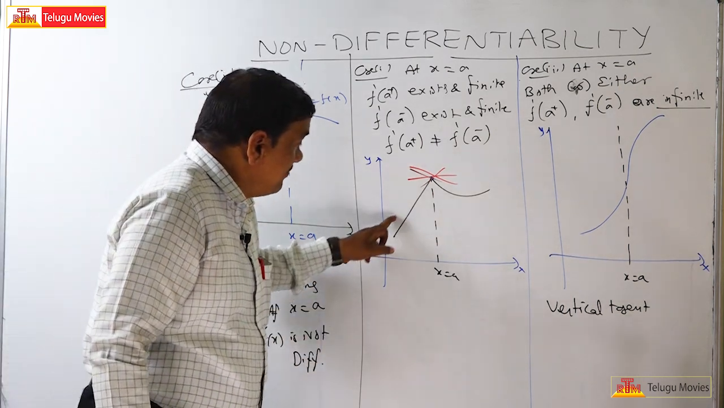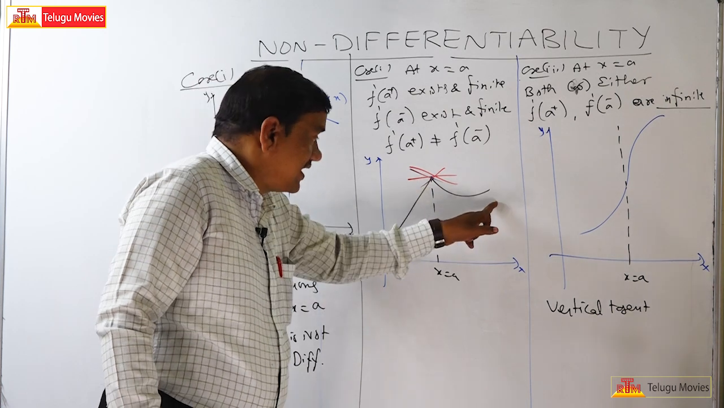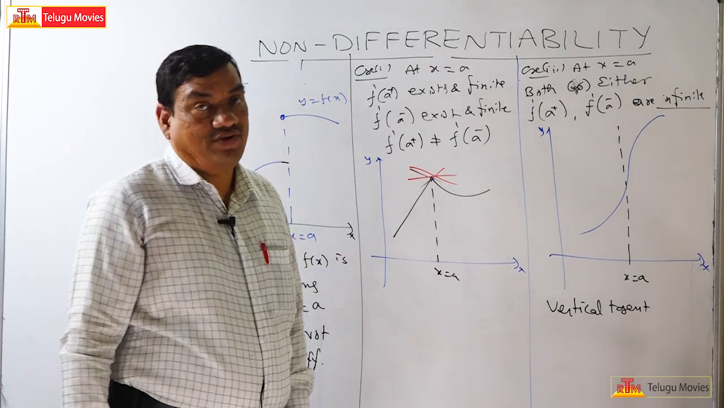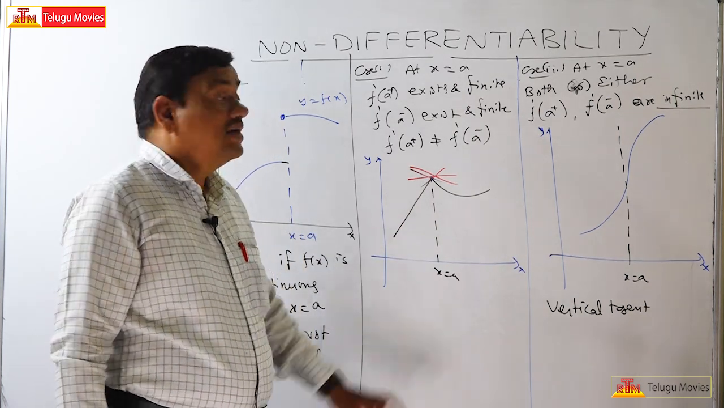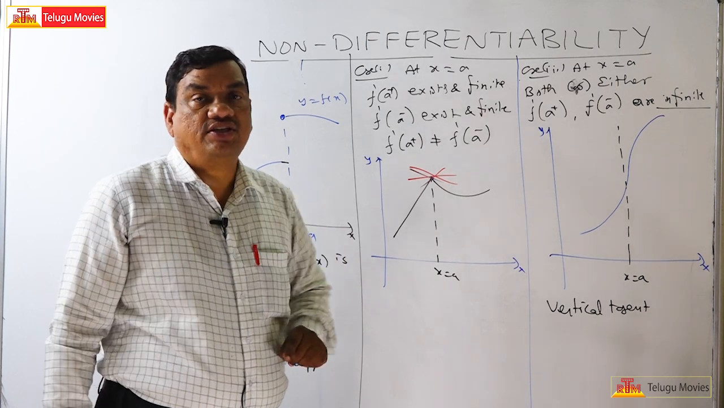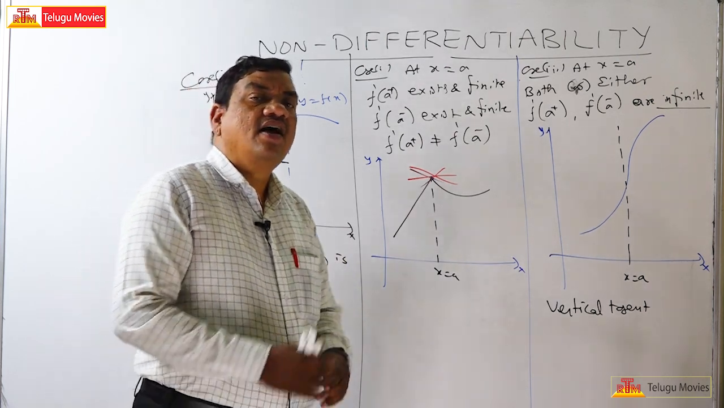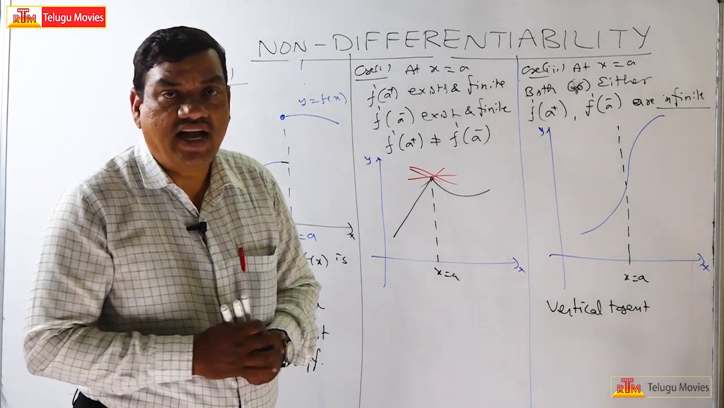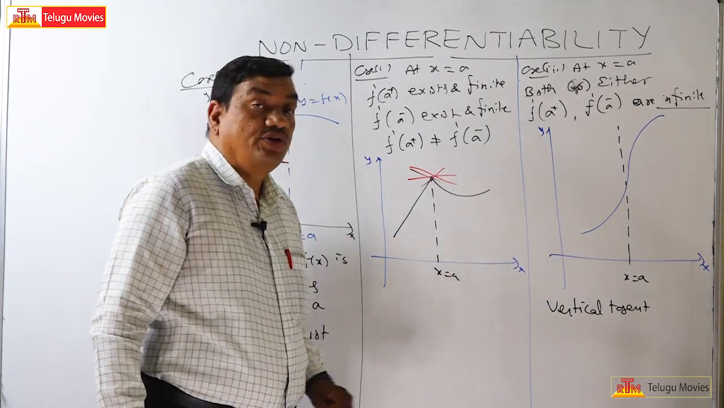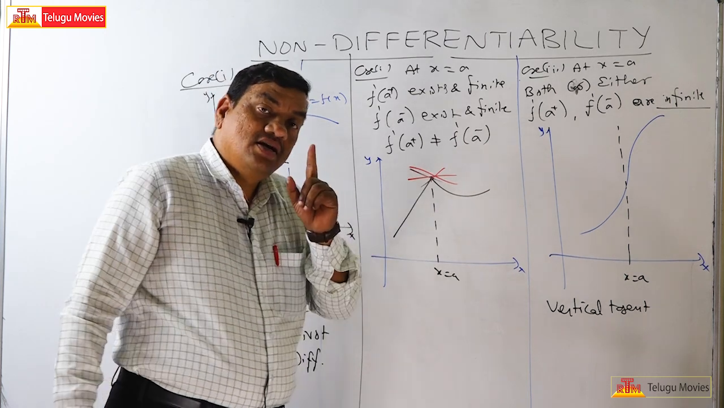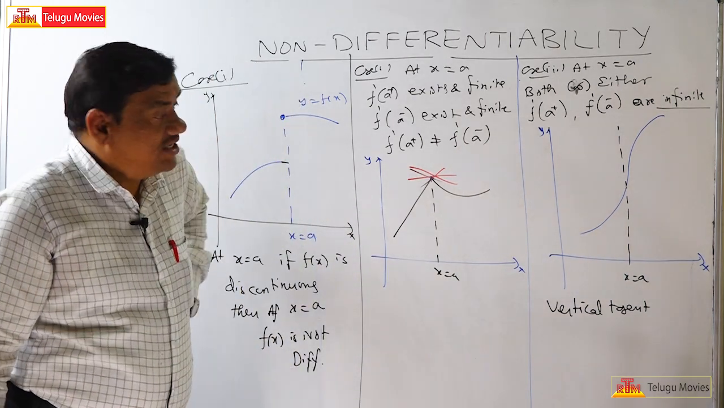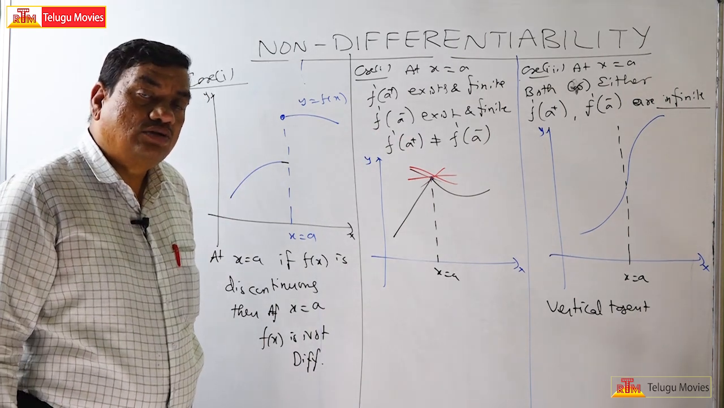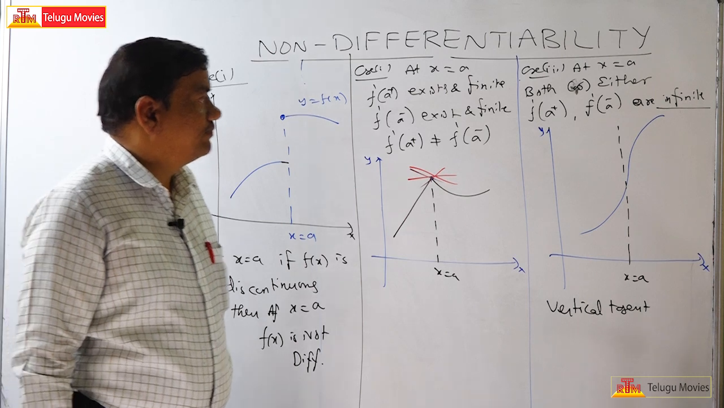Second case, the left hand side derivative exists and the right hand side derivative also exists. Both are finite, but they are not equal. If they are not equal, then we will get a sharp edge. At sharp edges, we cannot draw the tangent. Therefore, at x is equal to a, we cannot draw a unique tangent. Understand that? In this situation also, the function is not differentiable.